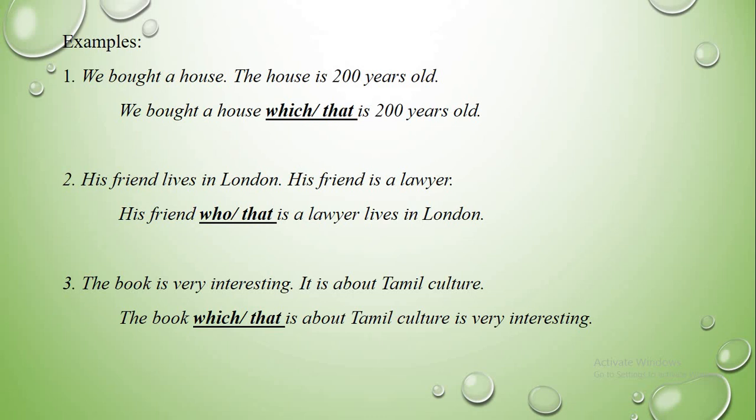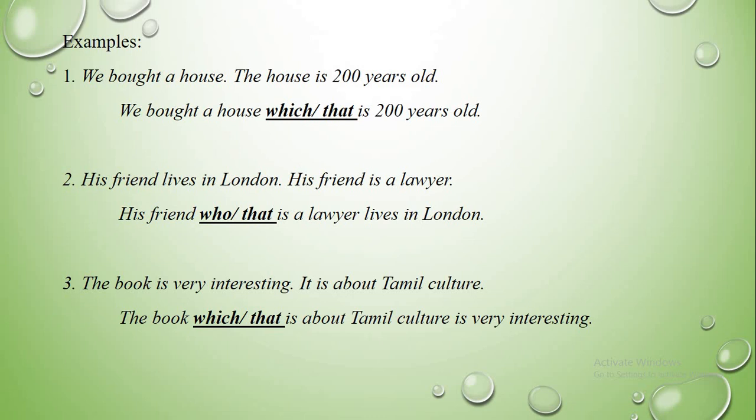Number 2. His friend lives in London. His friend is a lawyer. His friend who or that is a lawyer lives in London. So here the phrase a lawyer gives more information about his friend. It defines the clause his friend is a lawyer, that is, it defines the word friend. So it is a defining relative clause.